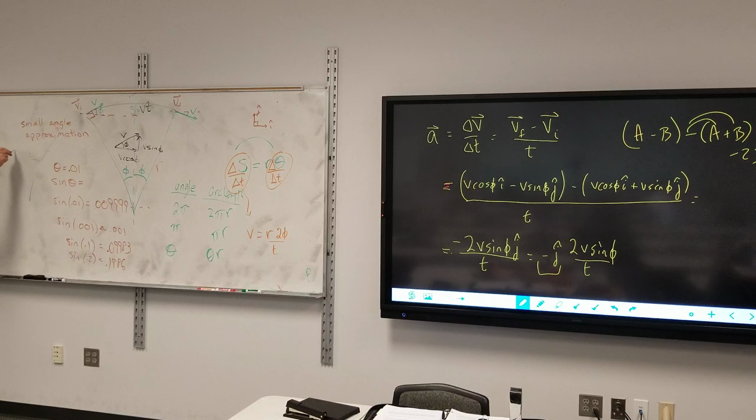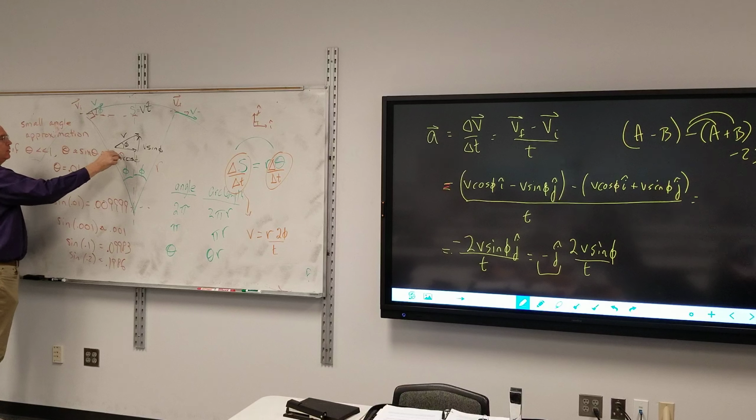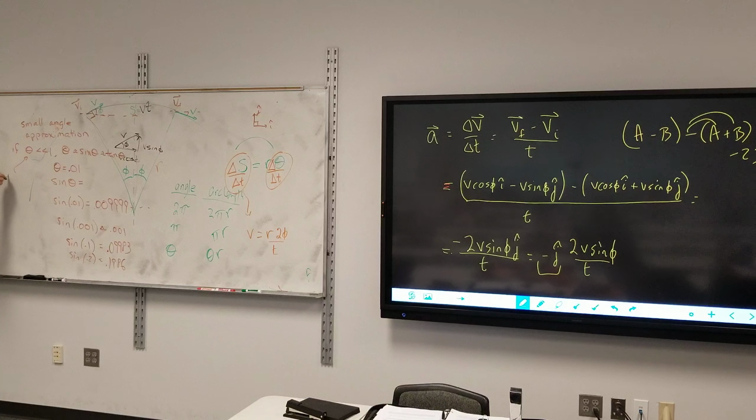The small angle approximation is that if the angle is much less than 1, so the double less than symbol means much less than. If you need to quantify it more, typically you consider it under 10%. Then theta is approximately equal to the sine of theta, which is approximately equal to the tangent of theta. And this is in radians. 1 radian is 50 something degrees.